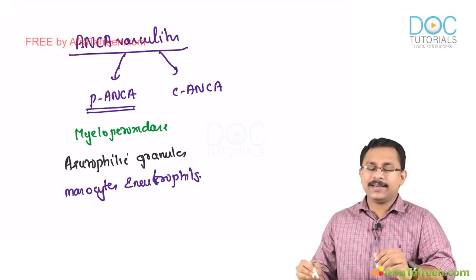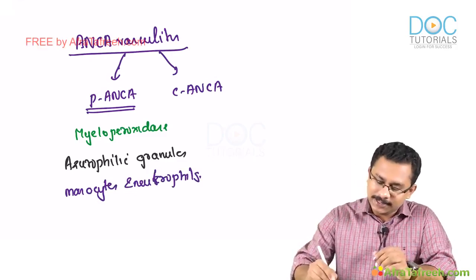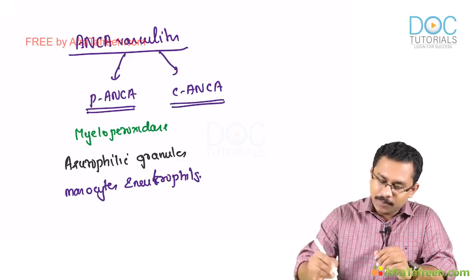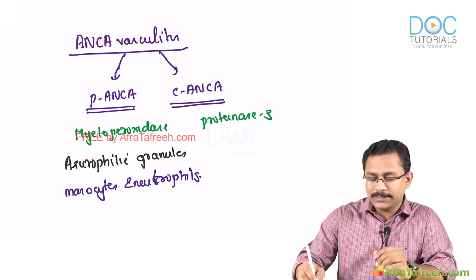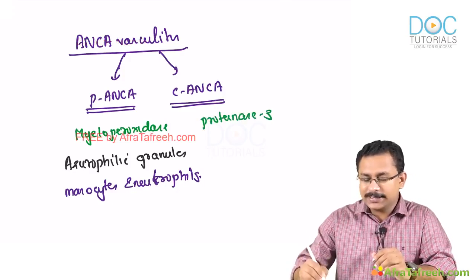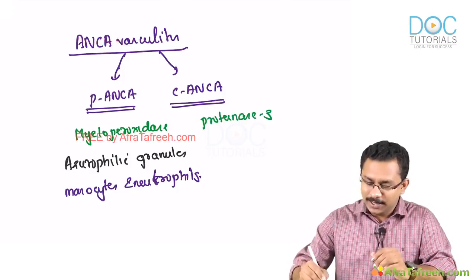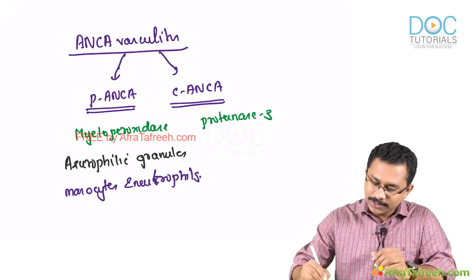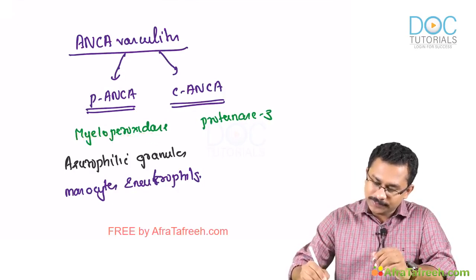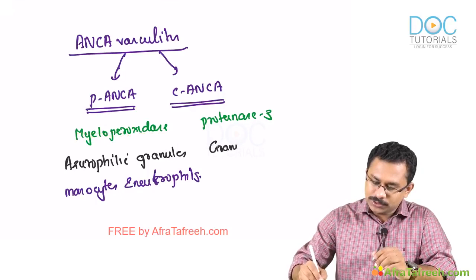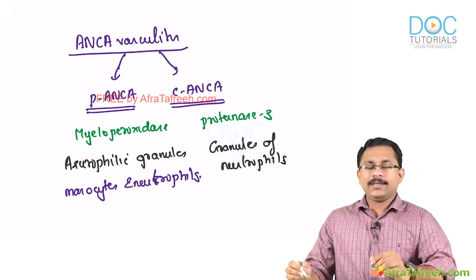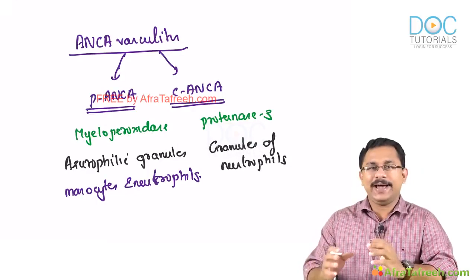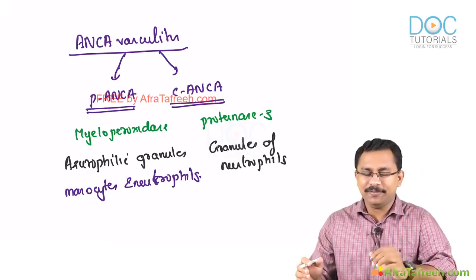All right. And this C ANCA is directed against proteinase 3. Okay, it is directed against proteinase 3, and this proteinase 3 is present in the granules of neutrophils. All right. So these are the two types of ANCA antibodies that you will have.